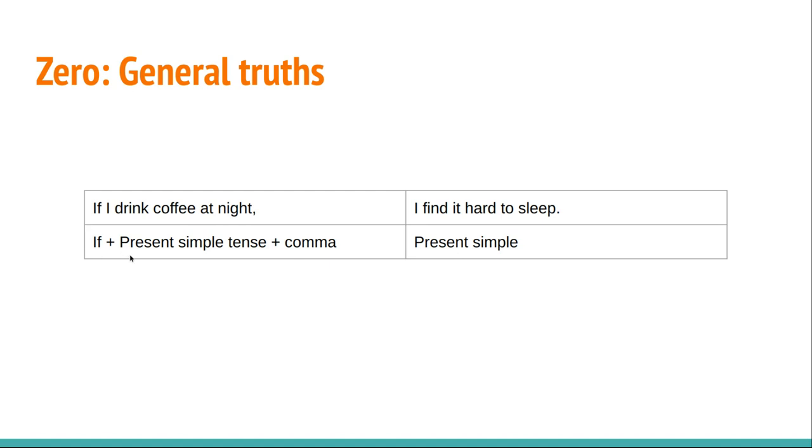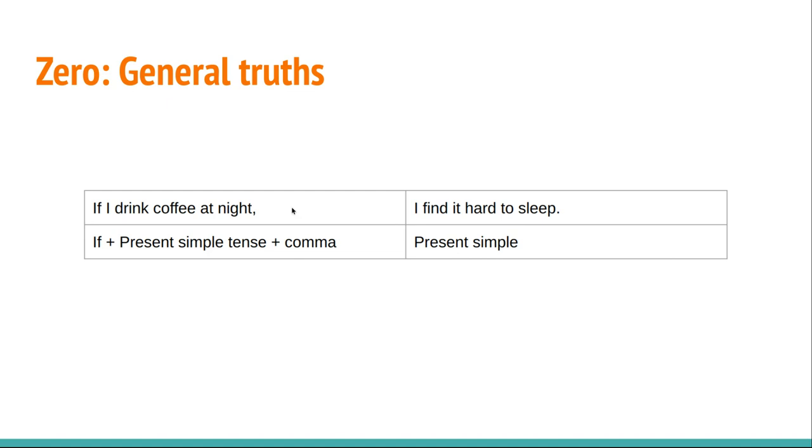We have if, we have a present simple tense plus a comma, all right? So here we can say it: if, present simple, drink, okay, and the comma. And then in the second part, we have the present simple, okay? I find it. It's difficult to see the present tense here because we don't have the inflection, but if we change this for the third person singular, if she drinks coffee at night, she finds it hard to sleep, we can see that it is the present simple.